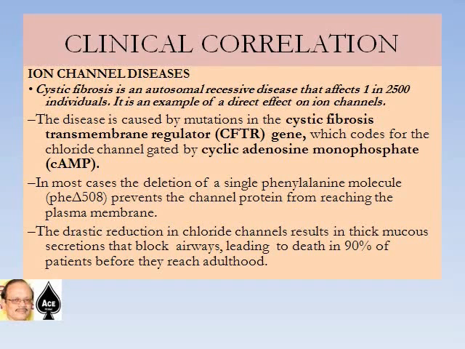This disease is caused by mutation in the CFTR gene, and this gene codes for the chloride channel gated by cyclic AMP. The drastic reduction in chloride channels results in thick mucus secretion that blocks the airway, leading to death in 90% of the patients before they reach adulthood. Sorry for the error. It is the CFTR gene.